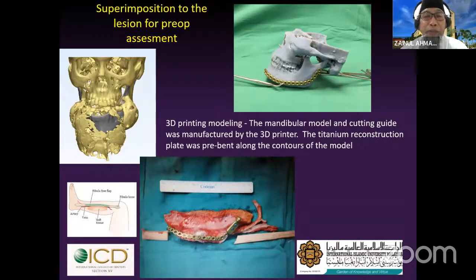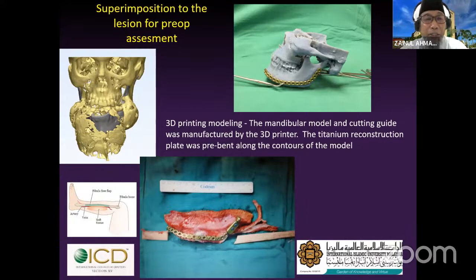So we developed the 3D printing modeling, and the mandibular model and the cutting guide were manufactured by the 3D printer. The titanium reconstruction plate was pre-bent along the contours of the model, so the surgeon can do some surgical simulation before they do real surgery.